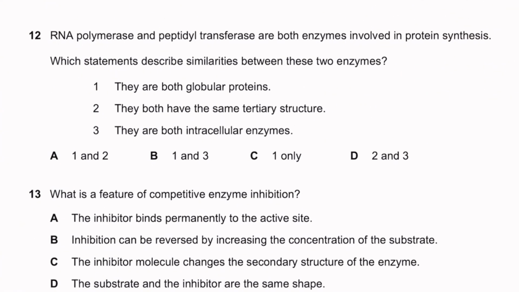Okay, RNA polymerase and peptidyl transferase are both enzymes involved in protein synthesis. This one being involved in translation, this one being involved in transcription. Which statements describe similarities between these two enzymes? They're both globular proteins. That is true, of course, all enzymes are globular proteins. And they both have the same tertiary structure. That's wrong. Different enzymes have different tertiary structures. Remember, tertiary structures determine the shape of their active site. They can't have the same active site because they have different substrates. So this would be wrong.